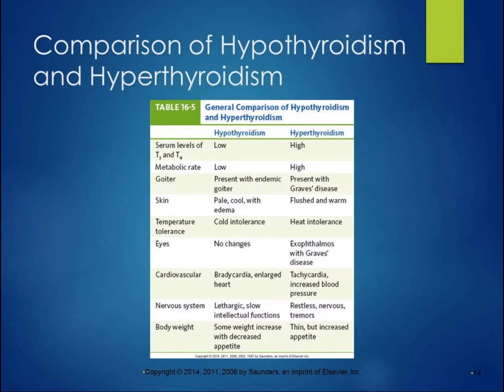So this chart from the book compares hypo and hyperthyroidism, and they're almost the exact opposites of each other. In the hormone levels, the metabolic rate, the skin, when it's low, it's pale and cool. When it's high, it's flushed and warm. Cold intolerance with hypo and heat intolerance with hyper. Bradycardia with hypo and tachycardia with hyper. So they're almost mirror images of each other.